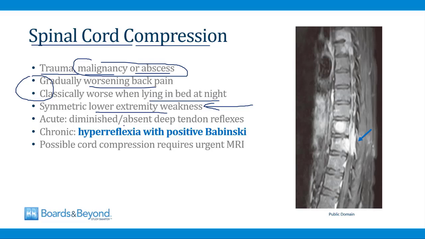In terms of reflexes, if a patient has an acute spinal cord compression like from a trauma, they can present with diminished or absent deep tendon reflexes. But when patients have a more chronic cord compression, like from a slowly growing malignancy or abscess, they can present with hyperreflexia with a positive Babinski sign. And then anytime you think a patient could have a cord compression, this requires an urgent MRI. It's one of the red flags we talked about earlier that merit imaging of the spine in a patient with low back pain.